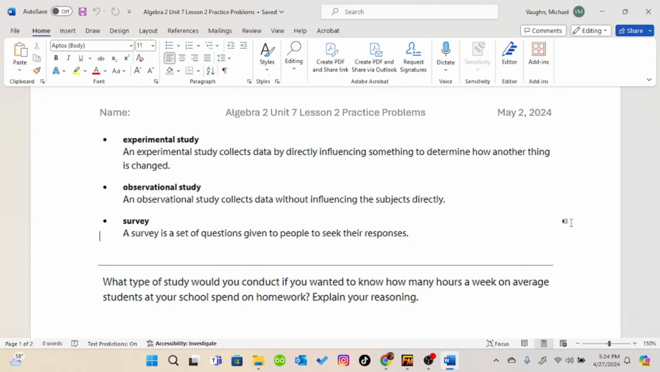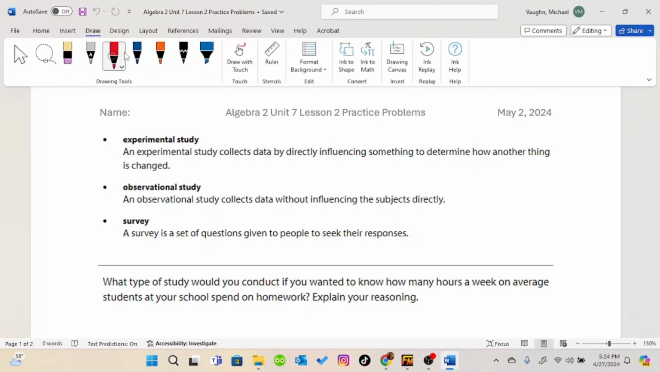The first is experimental study. An experimental study collects data by directly influencing something to determine how another thing is changed. The key here is directly influencing.